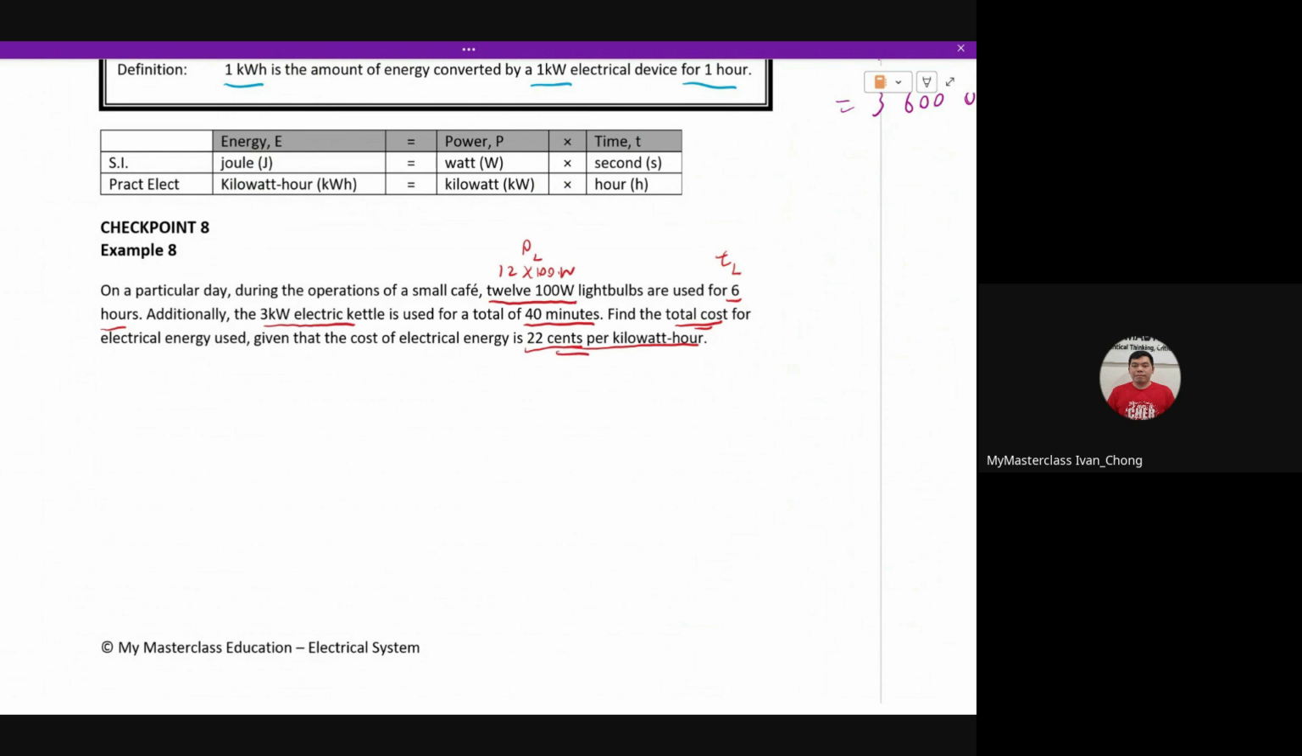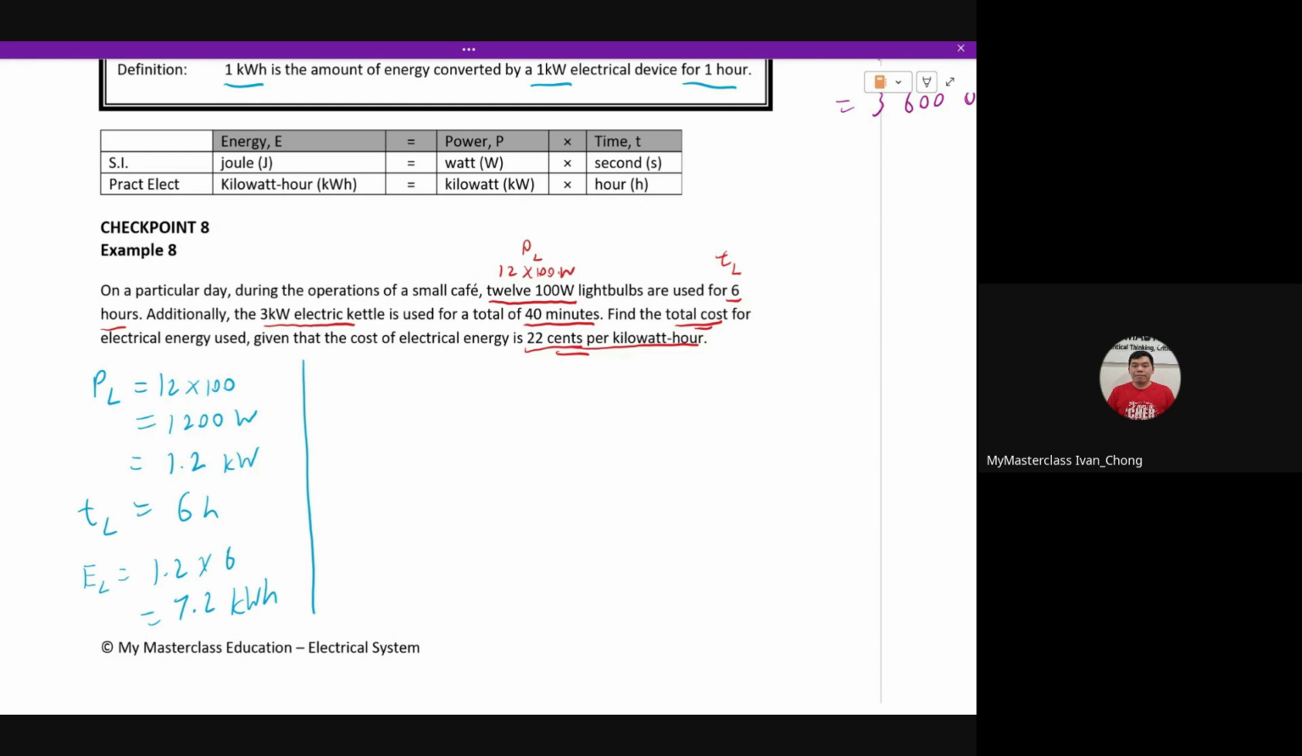For kilowatt hours, first we need to ask ourselves, what's the power of my light bulbs? It's 12 times 100, so you end up with 1200 watts. Now ask yourself, is this in the correct units? No, we actually need to use kilowatts and hours. So we change it to 1.2 kilowatts. Then ask yourself, what's the time taken? It's already 6 hours, so we don't need to do any special calculation for this. So what's the energy used by my light bulbs? It's 1.2 times 6, which is 7.2, and take note, it's kilowatt times hours, so kilowatt hours.